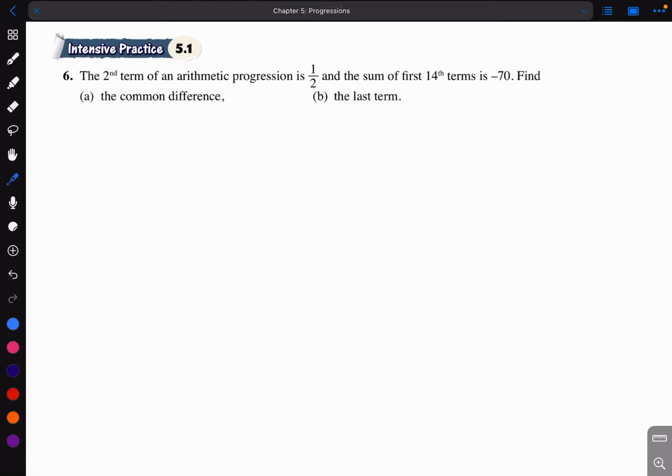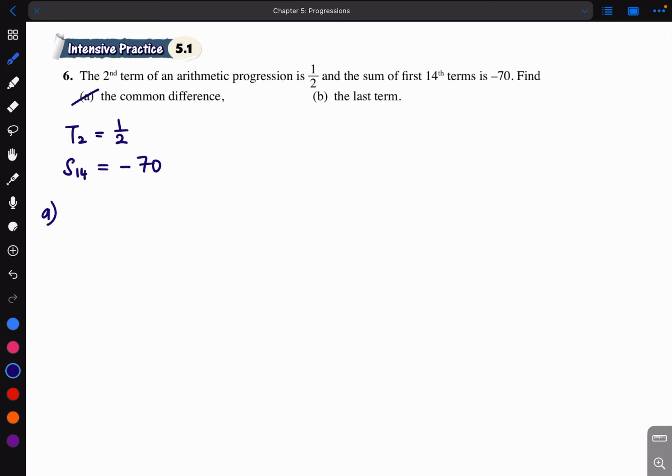Intensive practice 5.1, question 6. The second term of an arithmetic progression is 1 over 2. So T2 is 1 over 2. And the sum of the first 14 terms is negative 70. So sum of first 14 terms, negative 70. Find the common difference.